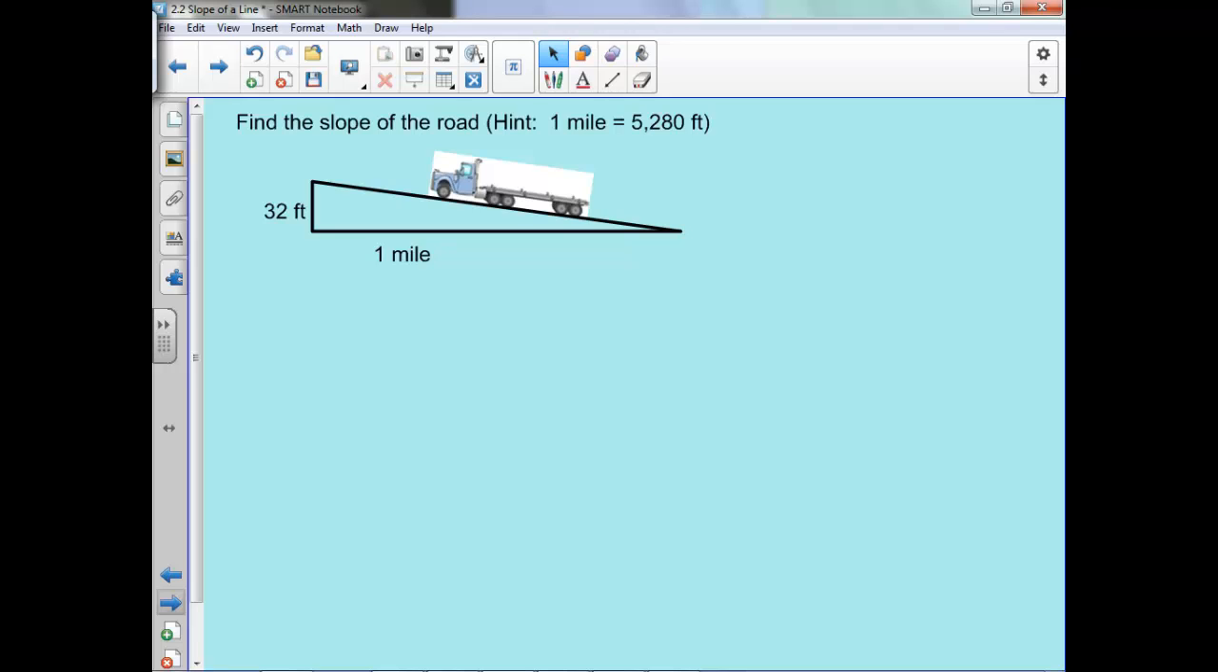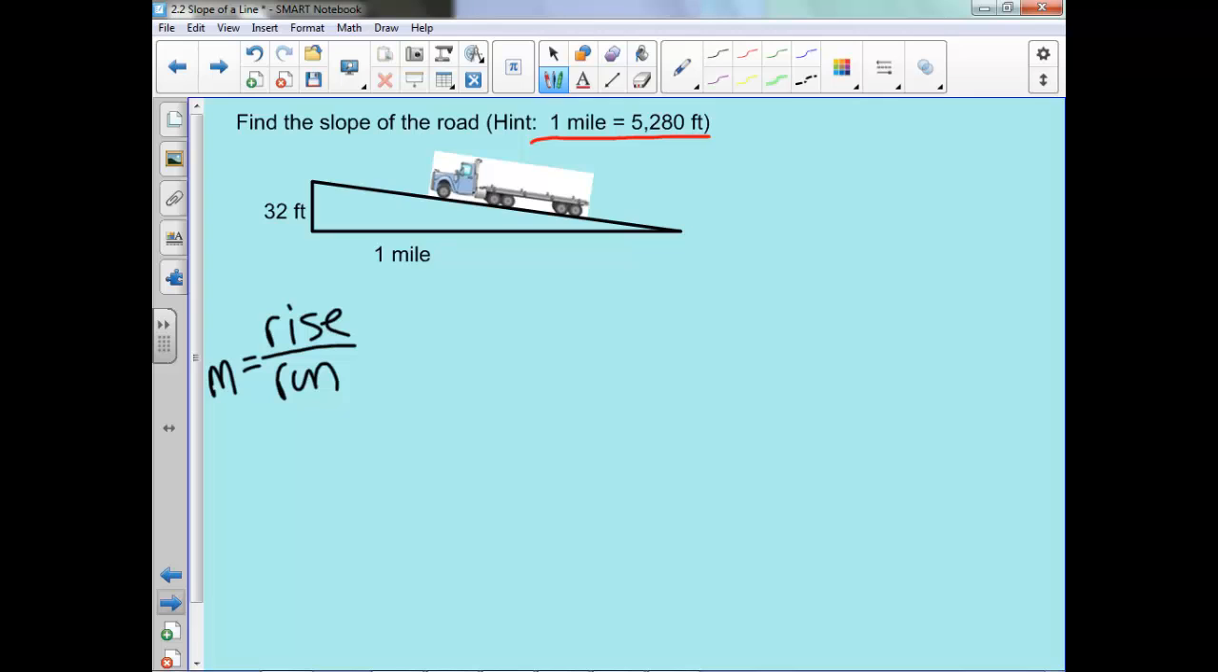So now we're going to find the slope of this road that the truck has to drive up. Remember, slope was rise over run. But we also need them to be in the same unit. So instead of using 1 mile, we know that 1 mile is the same as 5,280 feet. So now our slope is our rise, which is 32 feet, over our 5,280 feet.